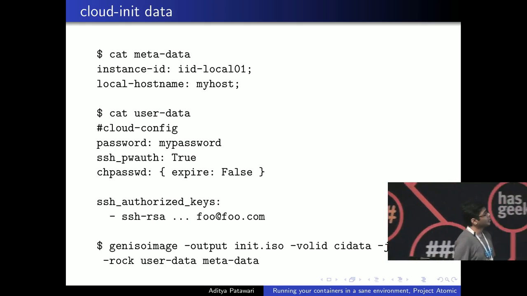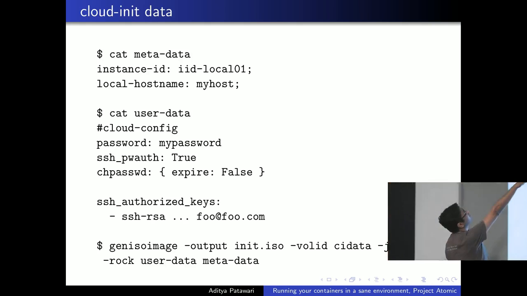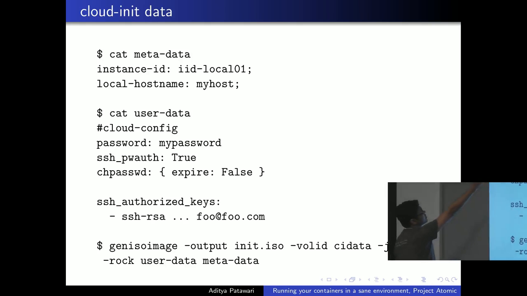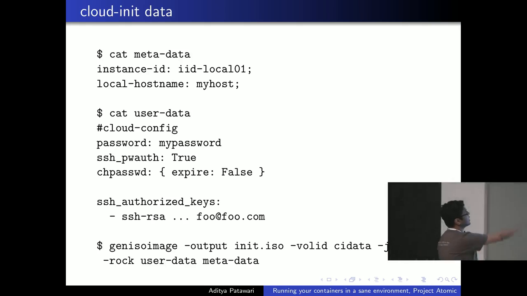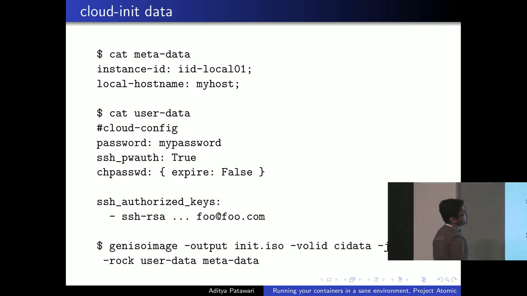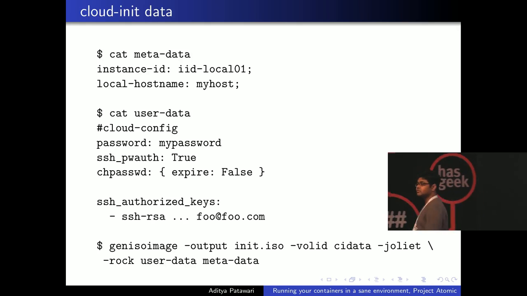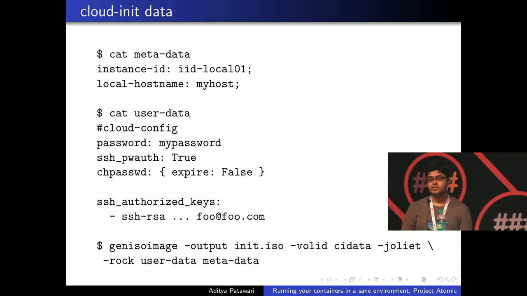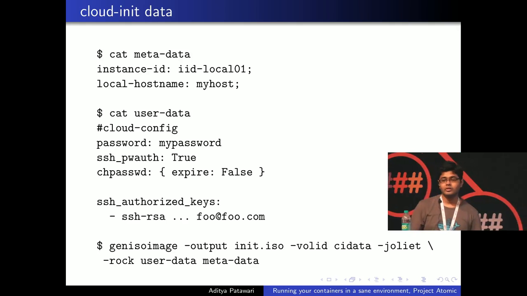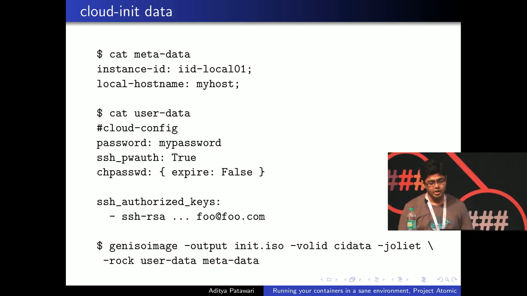But essentially what you are doing is you're supplying it the basic things like what's the host name, what's the instance ID, your password, your keys and everything. And then you're generating an ISO image out of it. This ISO image will be mounted as a disk on your instance, and the instance will read from there, thinking that it's actually reading from a cloud init server.